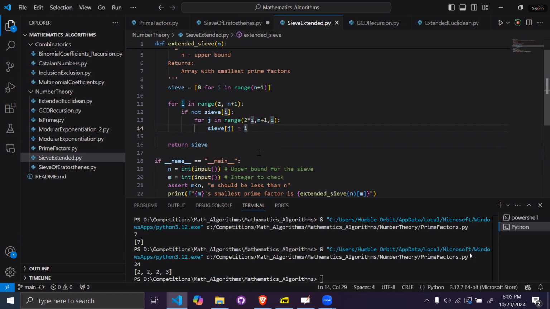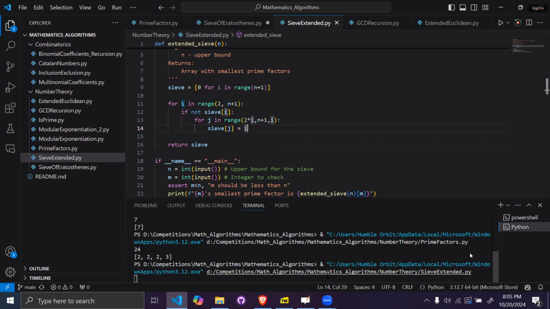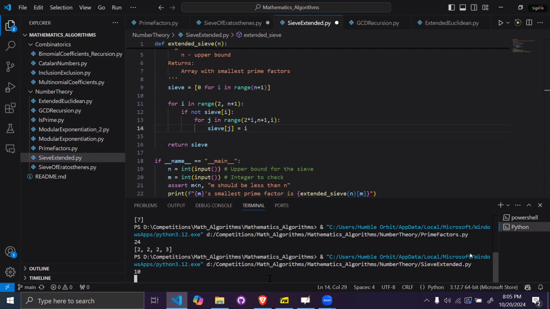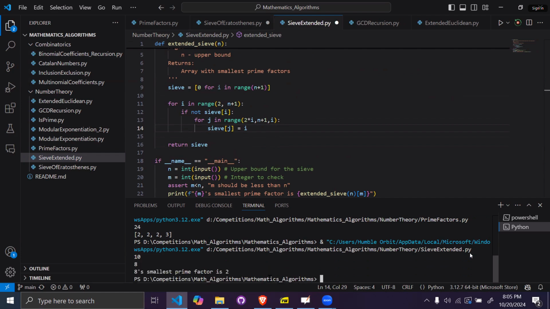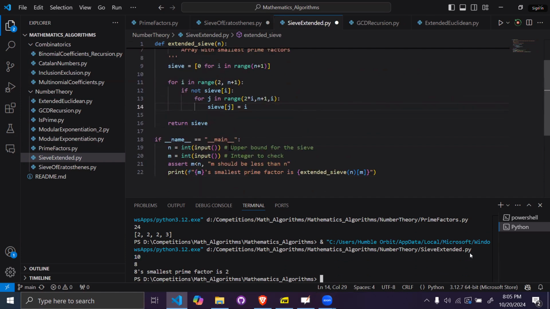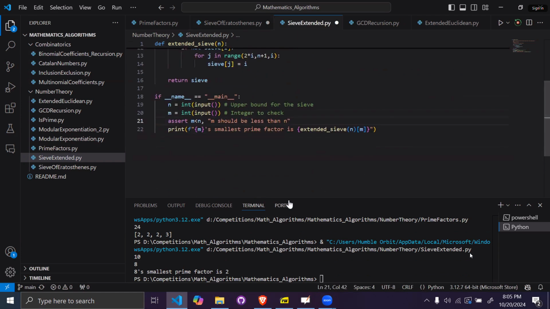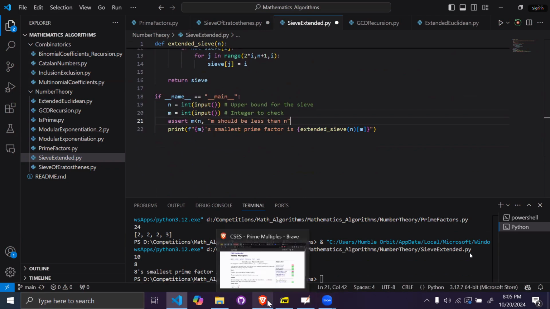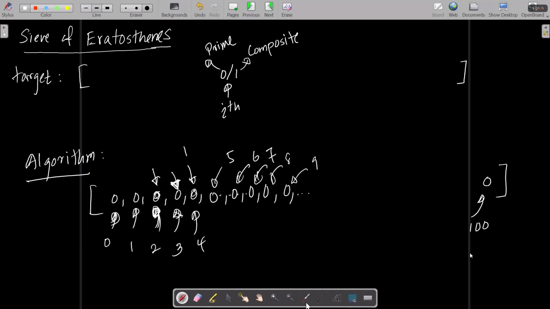So this will result in, okay, let's try it. Let's say 100. No, let's say 10. Then we need to give a number to find the smallest prime factor. Let's say 8. And we can see 8's smallest prime factor is 2. This is taken from the array. When we give this argument, it will actually build the array. Then, yeah, like that. So this is the extended version of the sieve.